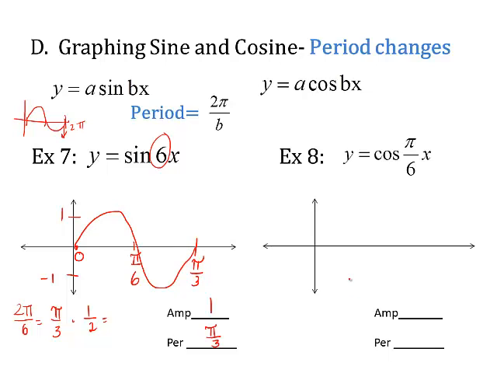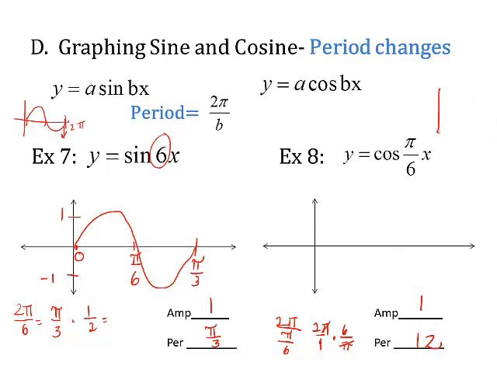Look at number 8. Look at this period change. The amplitude here, let's look at A, is just a 1. The period is, let's see, it's going to be 2 pi divided by pi over 6. All right, so I've got to keep it, change it, flip it, keep the top, change to multiply, flip it on the bottom. So the pi's will cancel, and the period is 12, which feels strange, but that's what it is.